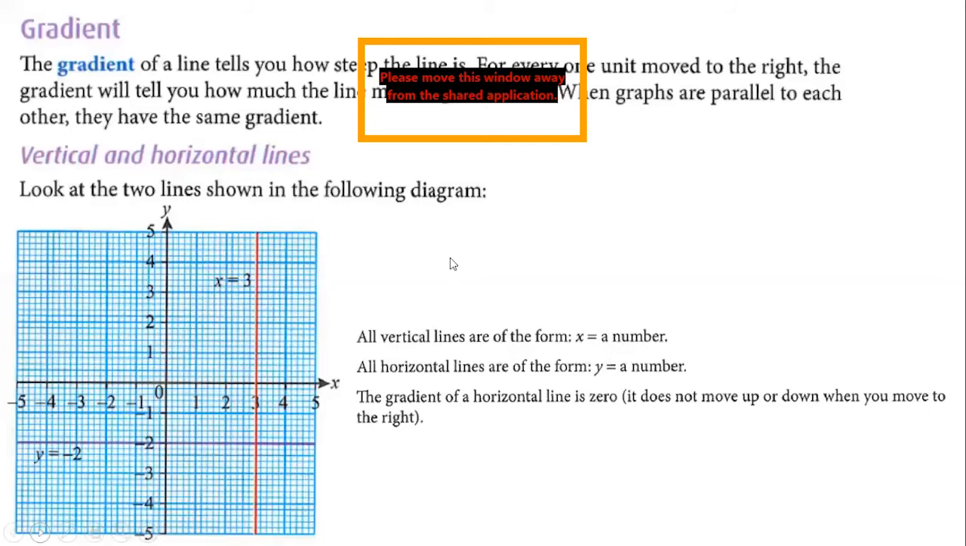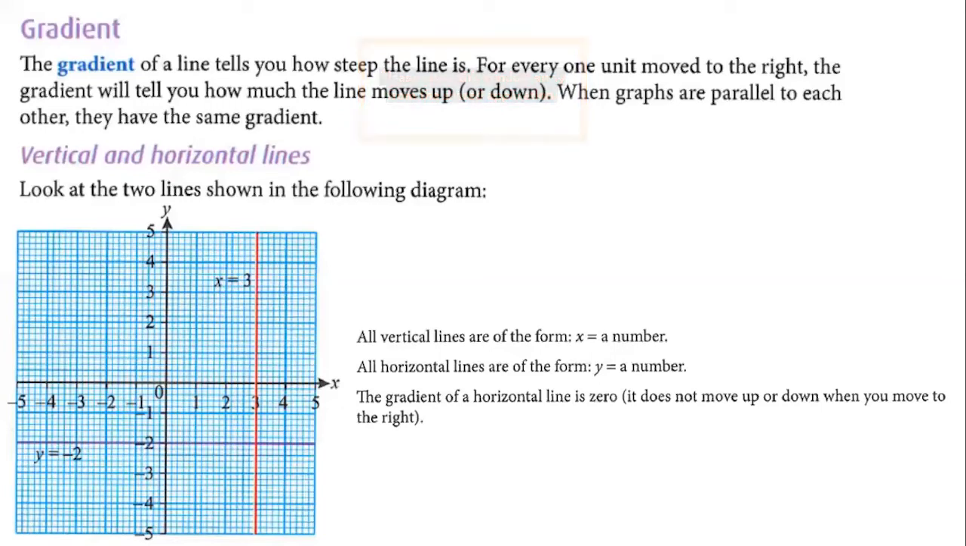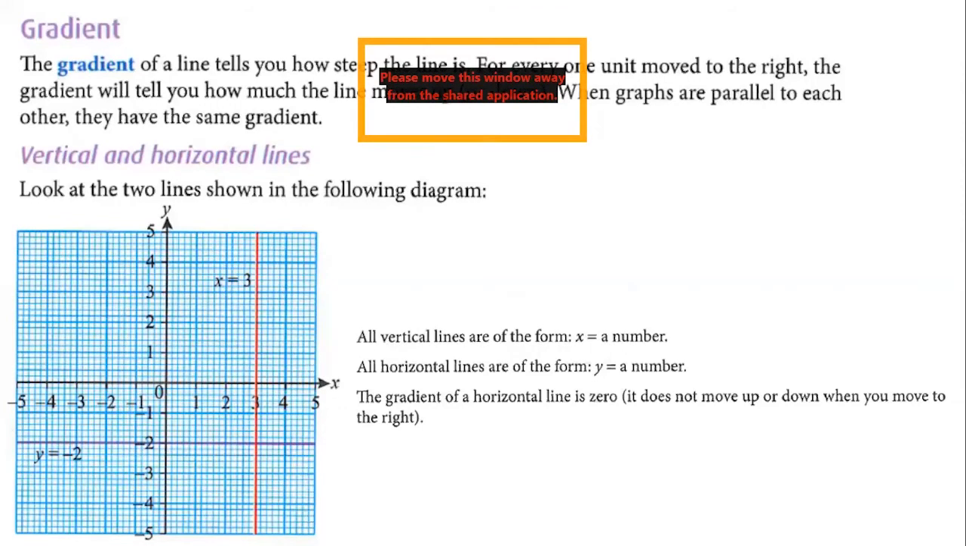Now what is the gradient? The gradient of the line tells you how steep the line is. Steep means the angle of the line. For every 1 unit move to the right, the gradient will tell you how much the line moves up or down. It will move up if it is placed in this position, or it will move down if it is at this kind of angle. When graphs are parallel to each other, they have the same gradient.